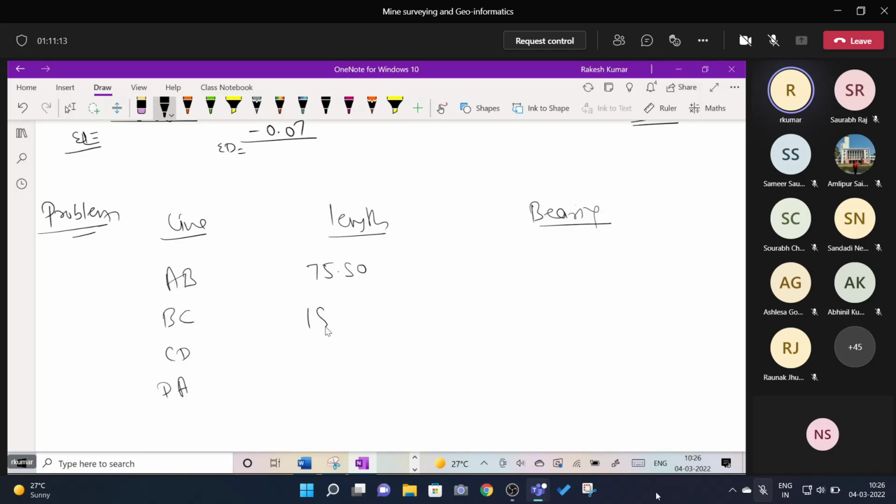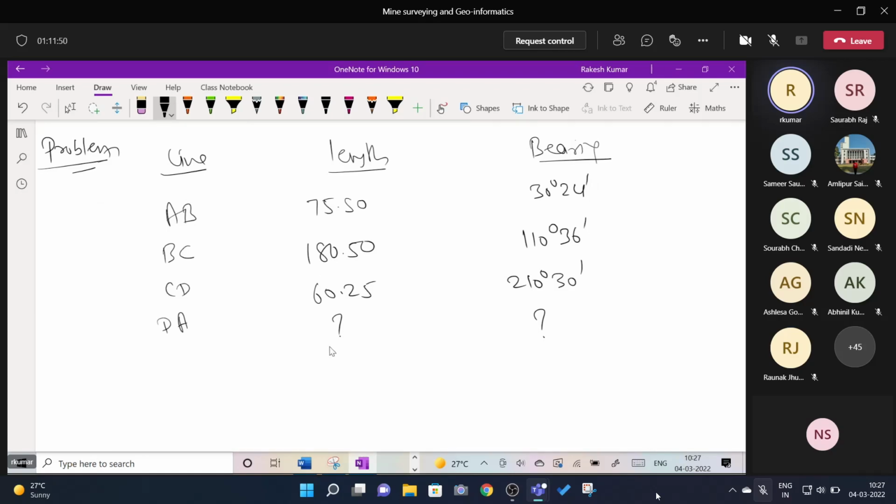75.50, 180.50, 60.25. Okay, and I forgot some omitted measurements, where the length or bearing of some of the lines I forgot to take. Still I can get them with this concept. 30 degree 24 minute, 110 degree 36 minute, 210 degree 30 minute, and I don't know about it. For the DA line I don't know the length and the bearing. So the question is that you have to find this.